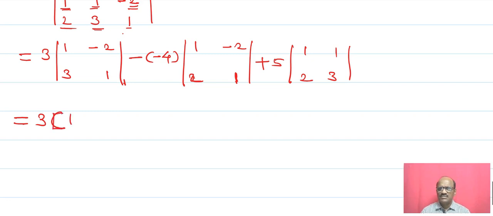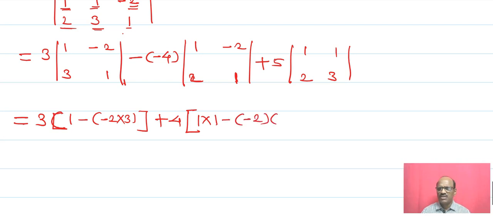That is 1 into 1, minus 2 into 3. Minus minus becomes plus, that is plus 4 times 1 into 1, minus 2 into 2. Plus 5, that is 1 into 3 is 3, minus 2.